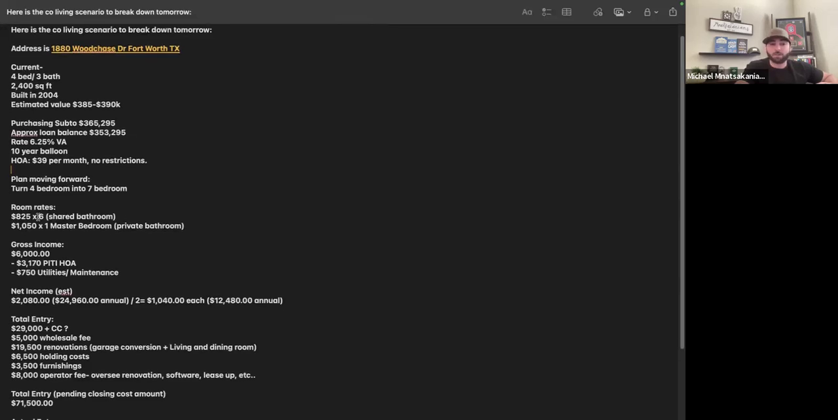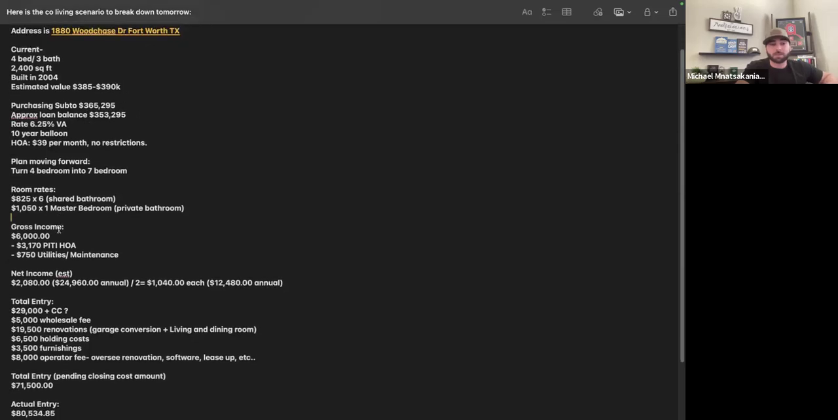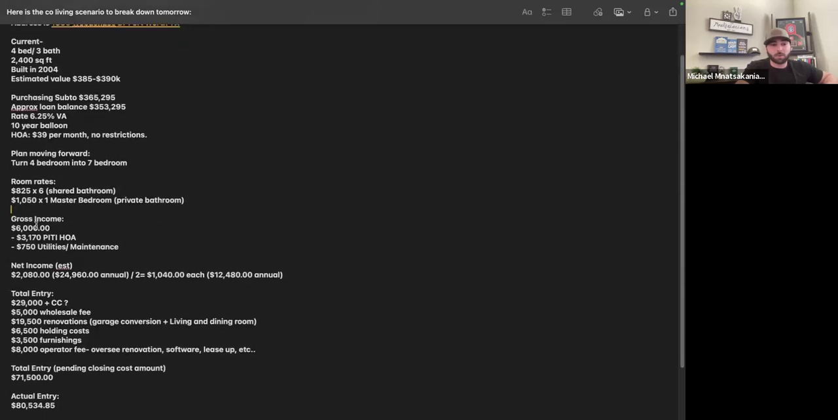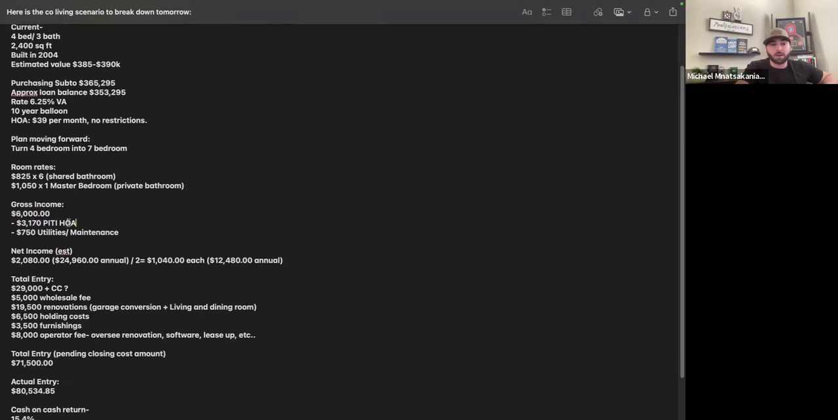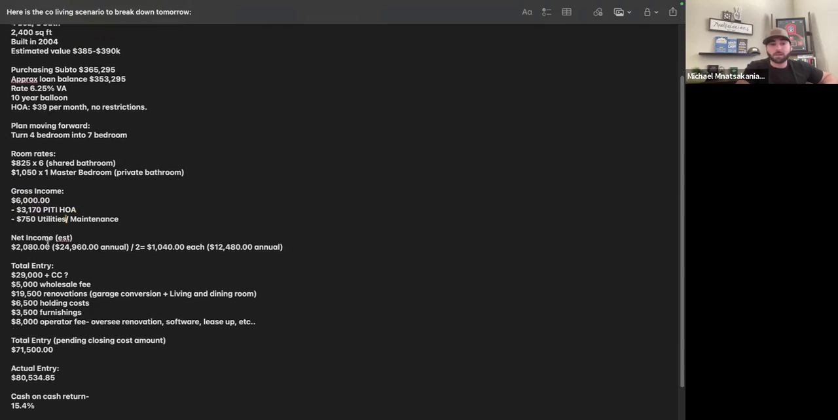They already have the rental room rates. So I think these are the monthly rates that they have as opposed to the weekly rates, which is common for PadSplit. It's usually weekly payments. Gross income: this is what they projected for gross income. PITI HOA, they say, is 3170. So we can run with these numbers or we can try to recreate this loan. 750 for utilities and maintenance. That could be fine. Net income.